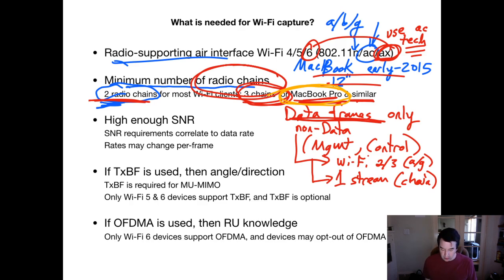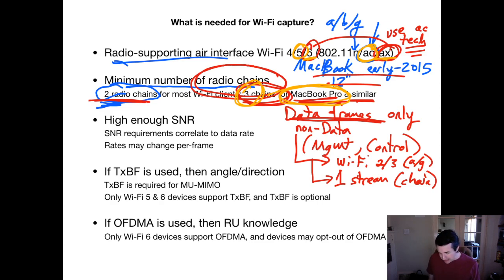The MacBook Pro is going to be Wi-Fi 5, meaning 802.11ac. The MacBook Pro is going to have 3 radio chains. So there's going to be very, very little modern Wi-Fi traffic that you are unable to capture with a MacBook Pro. In the event that there is full 802.11ax traffic, you would not be able to capture that with a MacBook Pro. Even the newest line of MacBook Pros does not support 802.11ax, so you don't have the ability to capture 802.11ax traffic with a MacBook Pro.